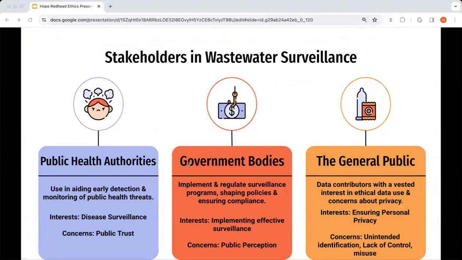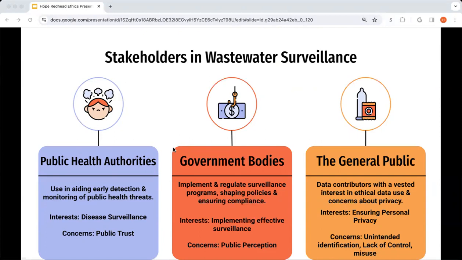So talking about the stakeholders, there are three main stakeholders that I'd like to talk about today. The first one being public authorities. So these are professionals that use this wastewater surveillance data for disease surveillance. They're really trying to help early detection by monitoring public health within the community. So their interest is timely and accurate disease surveillance.